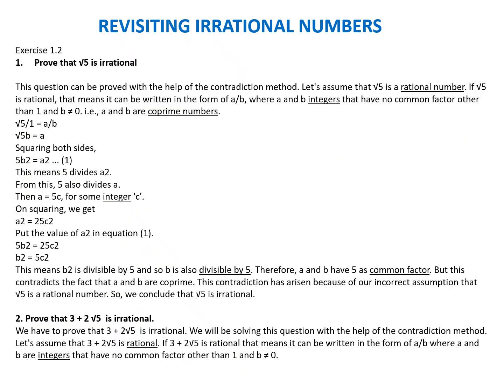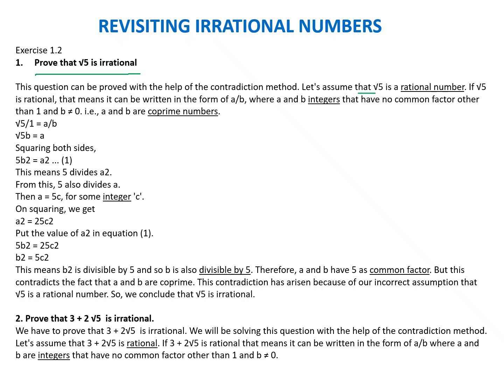Okay, now we will talk about the NCERT exercise. We have a set of questions. In exercise 1.2, we have to prove root 5 is irrational. This is a specific case. We know that the square root of a prime number is always irrational, but here we have to prove it, and hence we have to prove it the way we proved root 2 and root 3. This question can be proved with the help of the contradiction method.